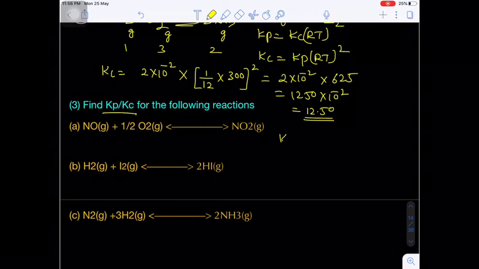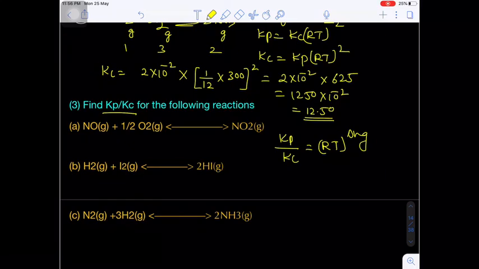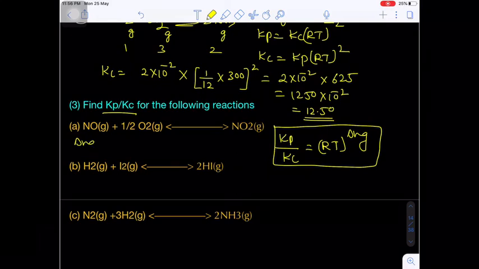Okay, first of all, Kp by Kc is equal to, shall I write RT whole to the power delta Ng? Yes or no? Now, what is the delta Ng in the first question? Here 1, here 0.5, here 1. So the value will be minus 0.5. So Kp by Kc expression value RT to the power minus 1 by 2. So 1 by under root RT. First one. Are you getting my point?